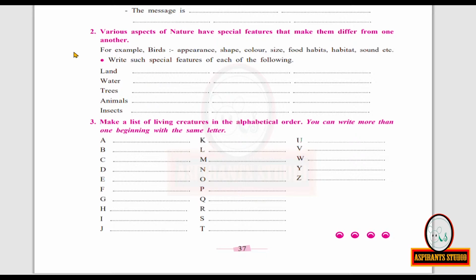Make a list of living creatures in alphabetical order. You can write more than one beginning with the same letter. For example, A, you can write alligator, ant, etc. You can do this as homework.